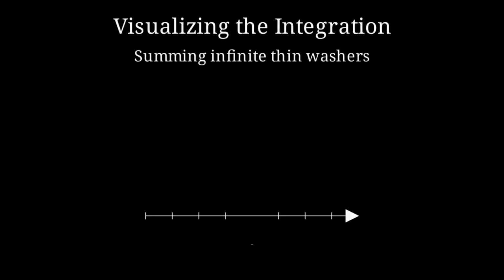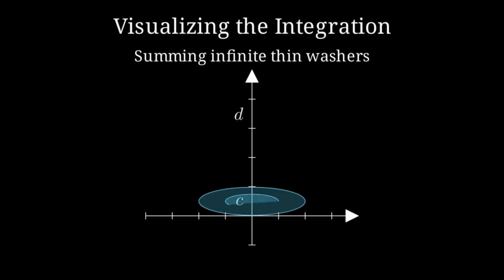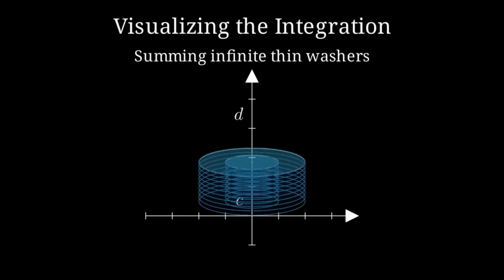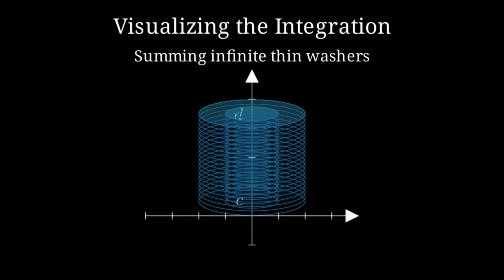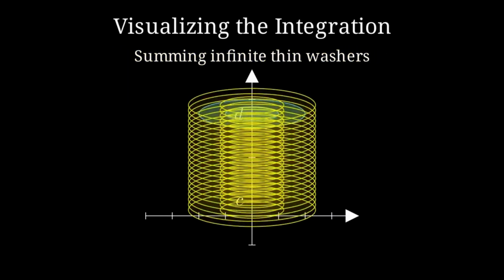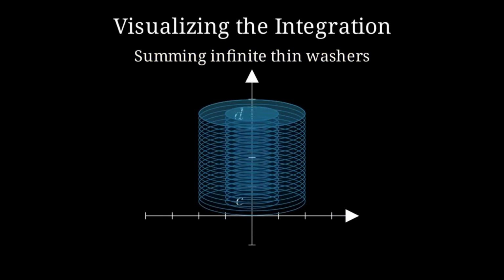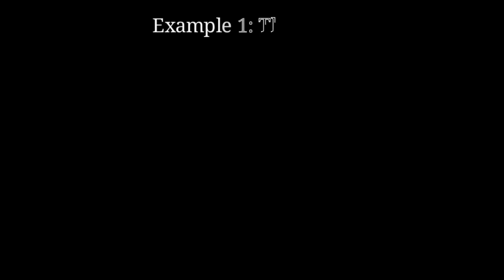Think of the integral as a scanning process. It takes the area of a single washer at height y and adds them all up from the bottom boundary to the top boundary. This infinite sum of infinitesimally thin slices results in the exact total volume of our 3D shape. Let's try an example.